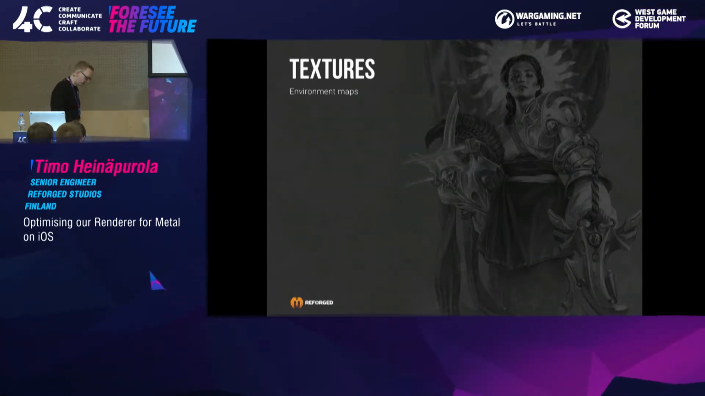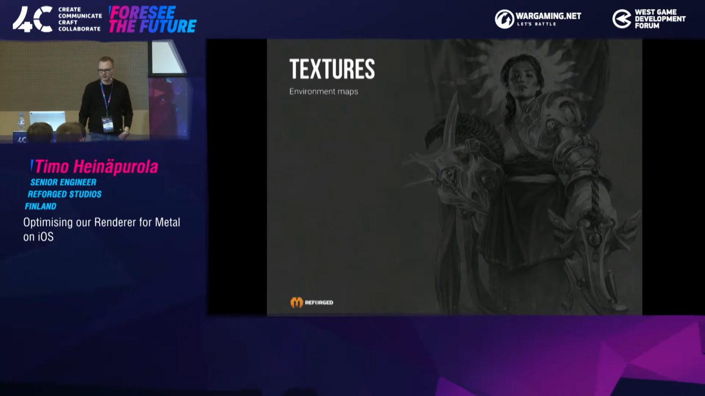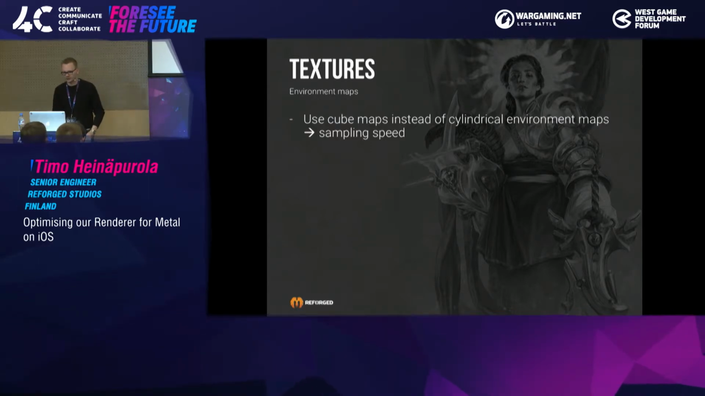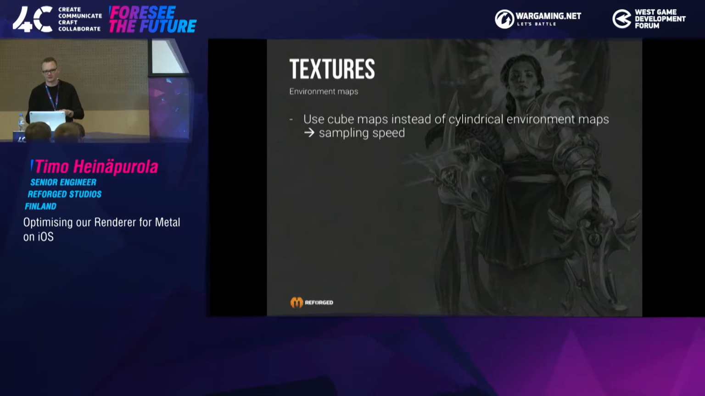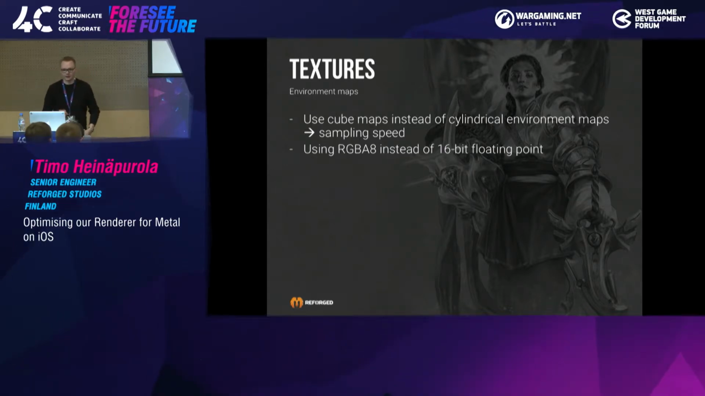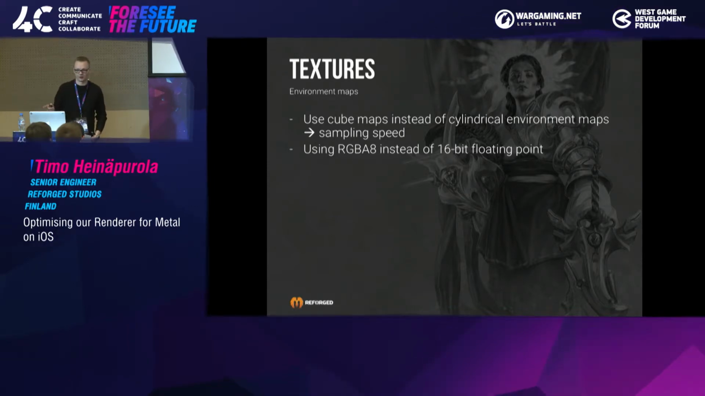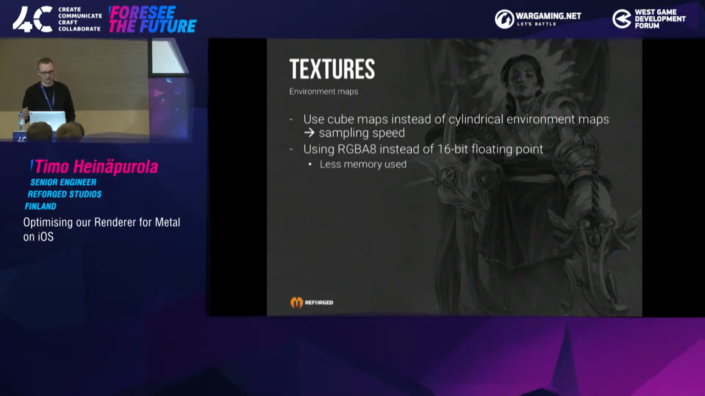And finally, environment mapping. I wanted to mention this because we used cylindrical environment maps originally because we were using Substance Painter, which natively uses cylindrical environment maps, and we kind of ran with that. But then noticed that this is really expensive to actually use, so we switched to cube maps. And we use RGBA8 instead of 16-bit floating point to store HDR environment map data. This uses less memory and less bandwidth.